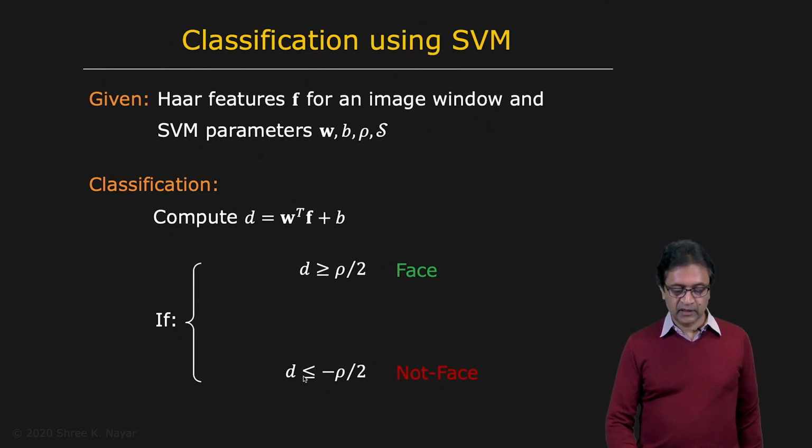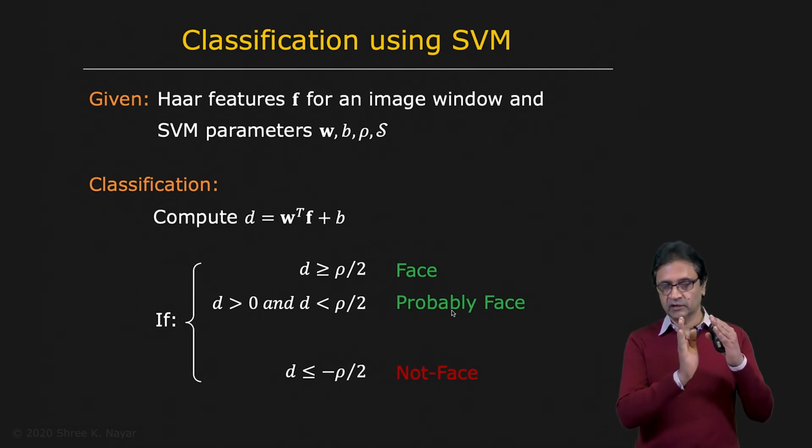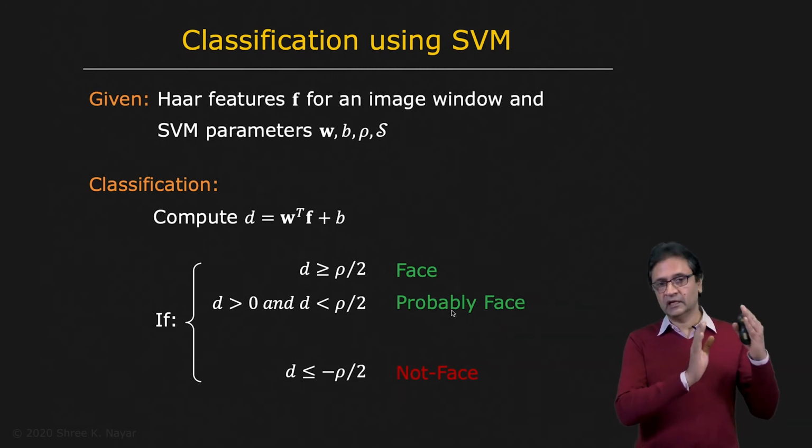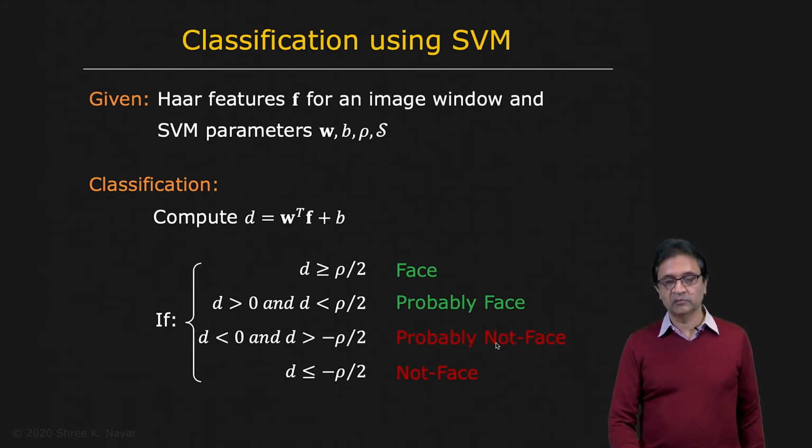If D is less or equal to minus rho divided by 2, it's not a face. If D lies between 0 and rho divided by 2, it's probably a face. So it's inside the safe zone, but it's on that side of the decision boundary. If it's between 0 and minus rho divided by 2, it's probably not a face.